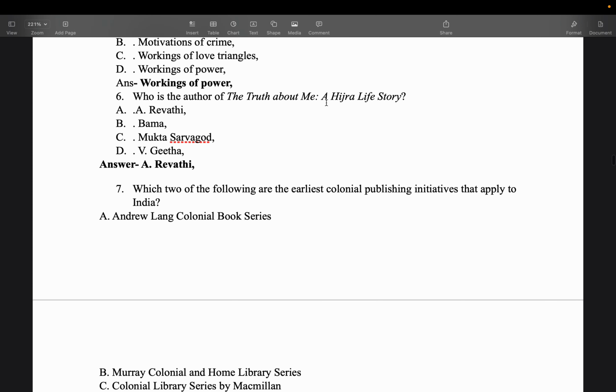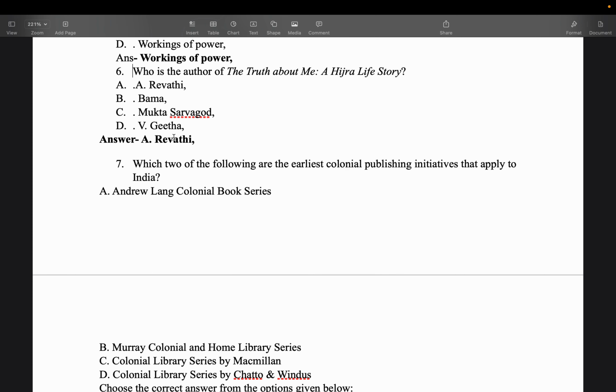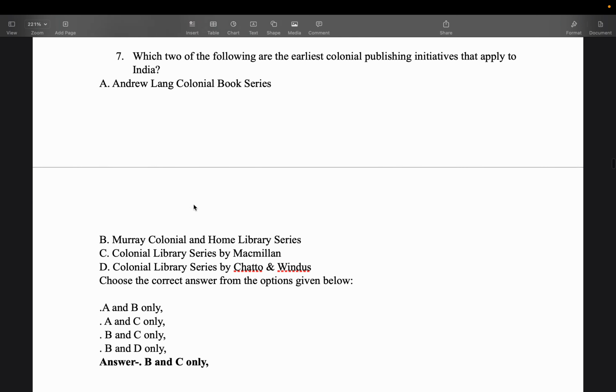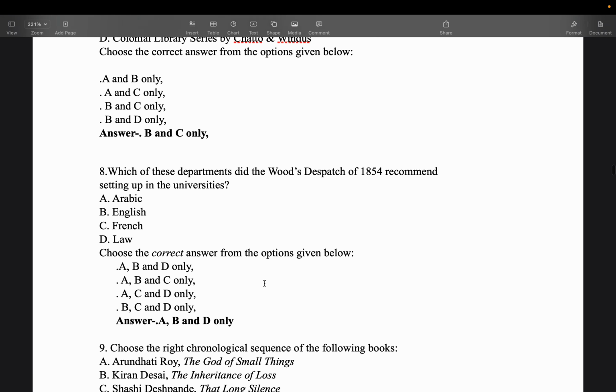Who is the author of The Truth About Me, a Hijra life story? Very famously, A. Revathi. Minority autobiographies, okay? Remember, minority autobiographies of Dalits, trans women, etc. Which two of the following are the earliest colonial publishing initiatives that apply to India? This is a difficult question. The answer is Murray's Colonial and Home Library Series and Colonial Library Series by Macmillan. Okay, please do some Google search on earliest colonial publishing initiatives.